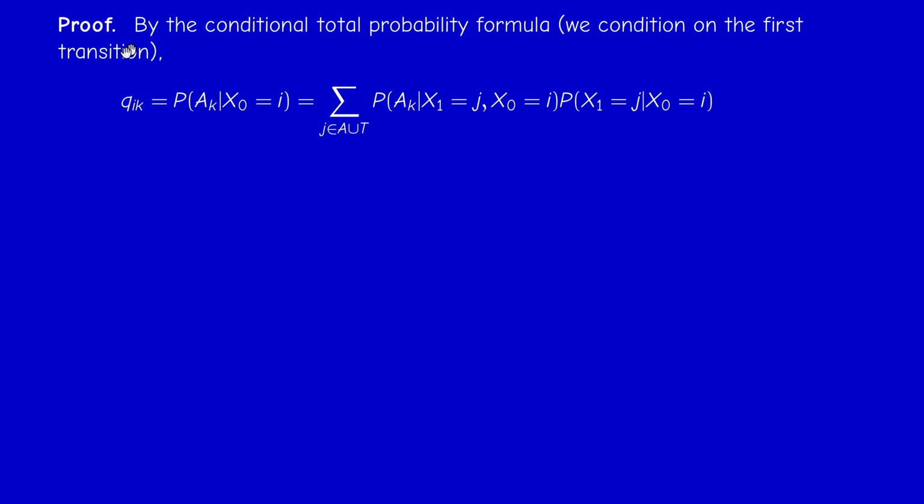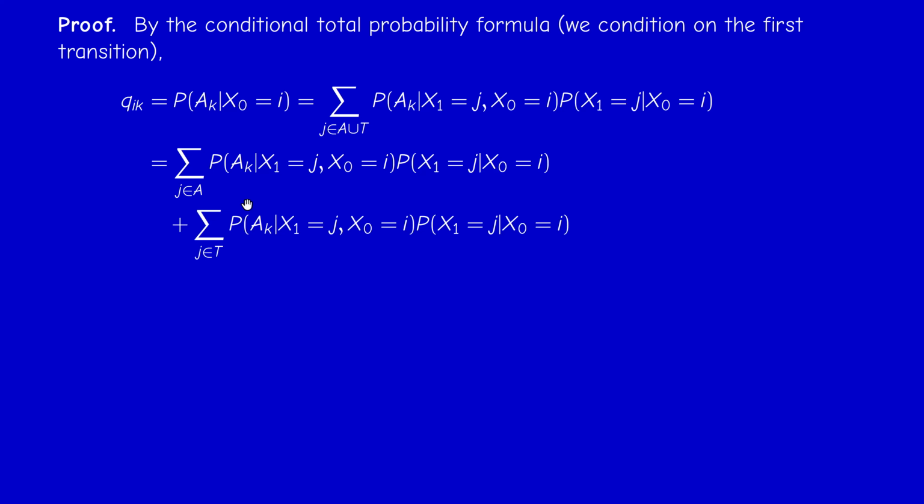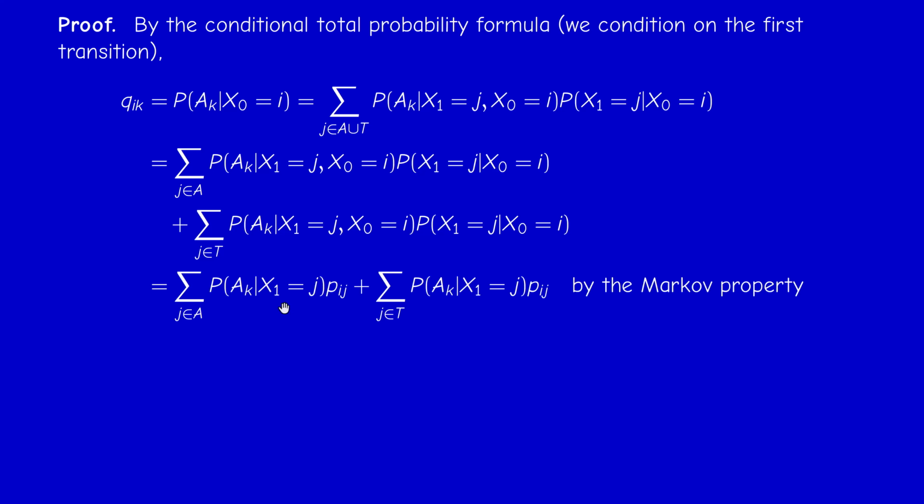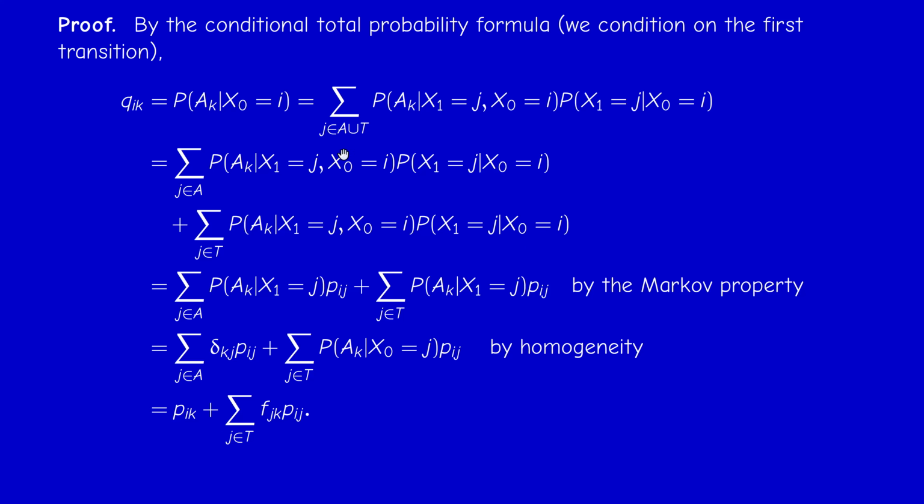Proof. I use the conditional total probability formula, and I condition on the first transition, X_1 equal j. Now I split my sum into two parts: the sum over the absorbing states plus the sum over the transient states. The Markov property tells me that, with past, present, and future, we can eliminate the past given the present. So the first sum can be written as P(A_K given X_1 equal j) times the transition probability from I to j, and similarly for the second sum. The present here is X_1.